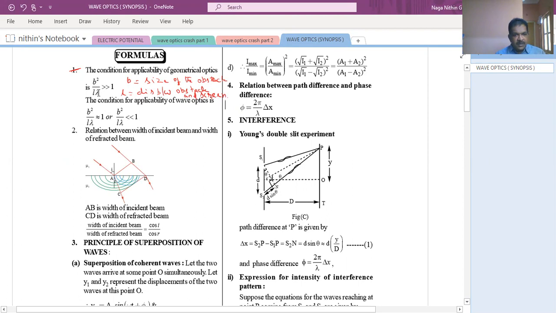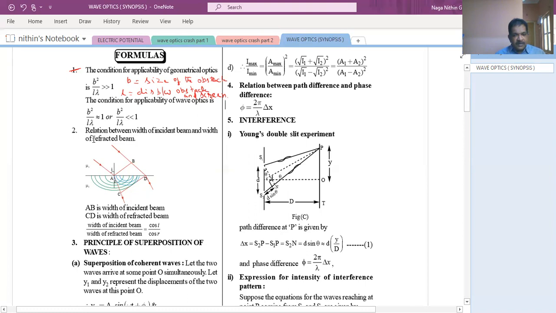If b squared by L lambda is much greater than 1, we will apply the ray optics formulas. If b squared by L lambda is approximately equal to 1 or much less than 1, then we will apply wave optics formulas, meaning interference, diffraction and polarization will come.